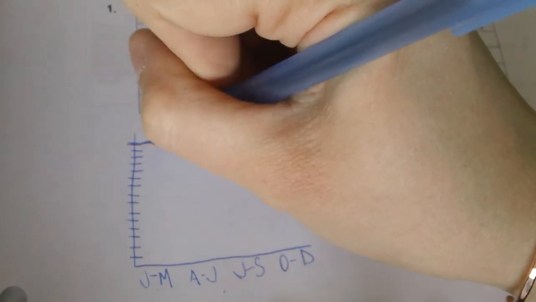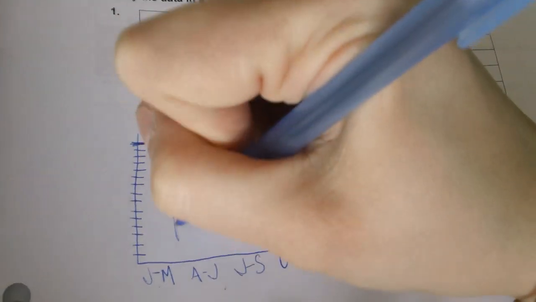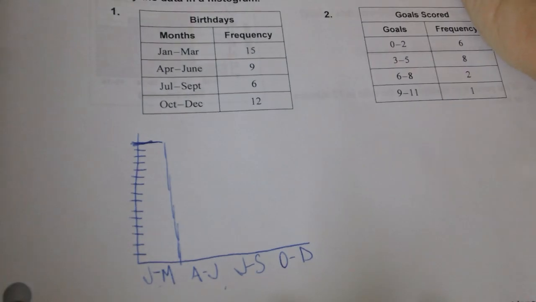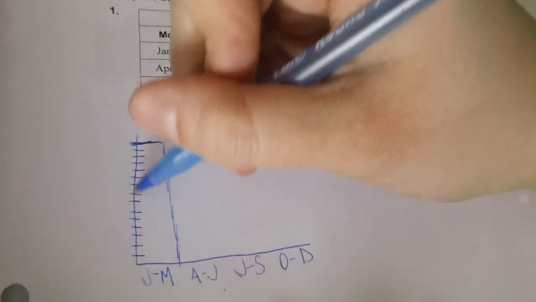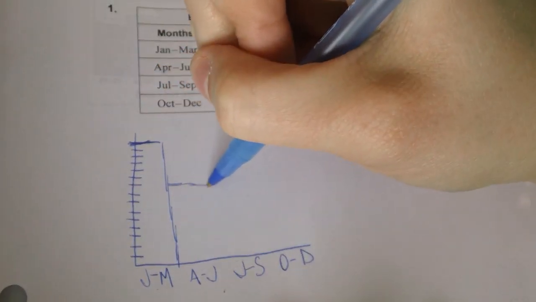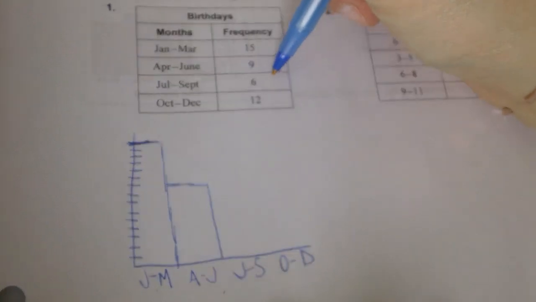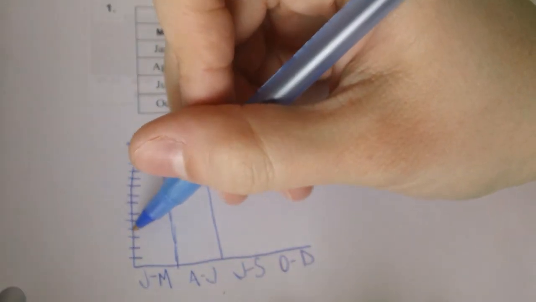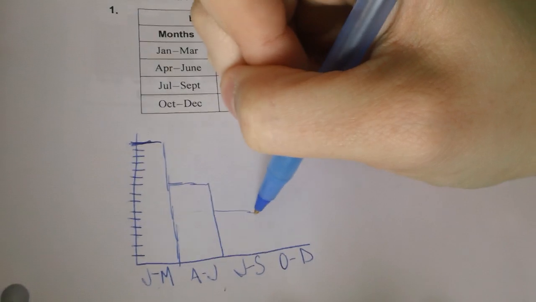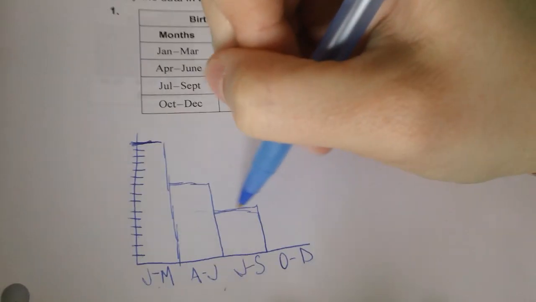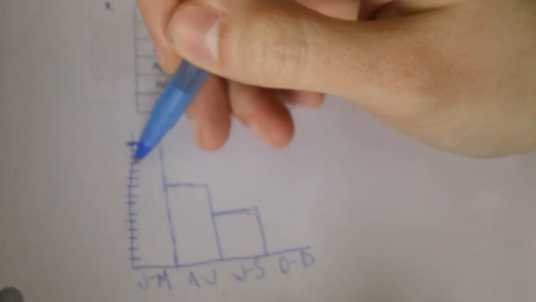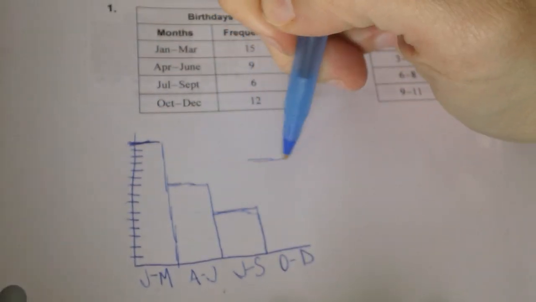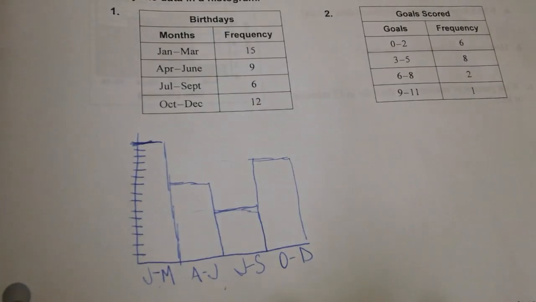So here's 15 for January to March. April to June has 9. July to September has 6. And October to December goes back up to 12. So that's what our histogram would look like.